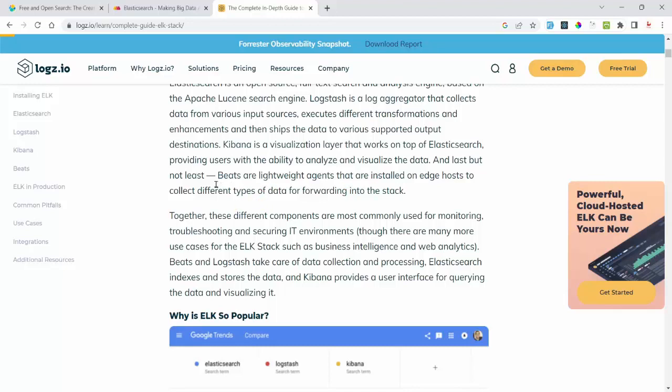And there is one more term coming in, which is called Beats. Beats are lightweight agents that are installed on edge hosts to collect different types of data for forwarding into the stack. So they are almost like Logstash, but they have specific functions. There are many Beats, but we won't be discussing Beats in this playlist because that is a bit more advanced topic.